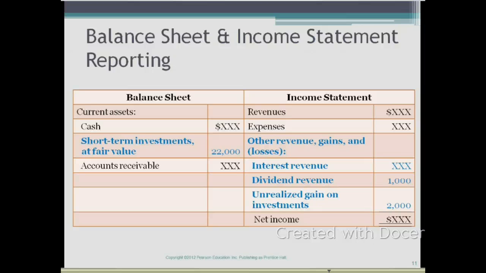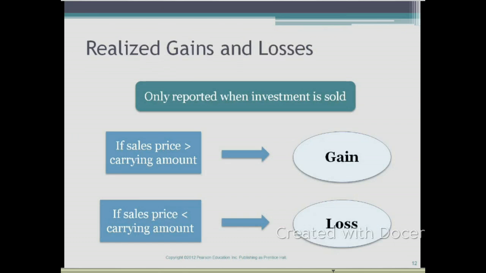One more thing before we move on. The short-term investment at fair value, the amount listed on the balance sheet, is called the carrying amount. So there is a term for that. We call this amount the carrying amount of the investment. Now we talked about unrealized gains and losses, but we do have realized gains and losses when we sell that investment. Again, realized gains and losses are only reported when the investment is sold.